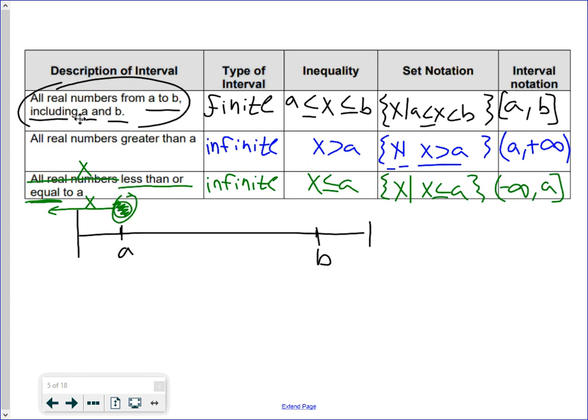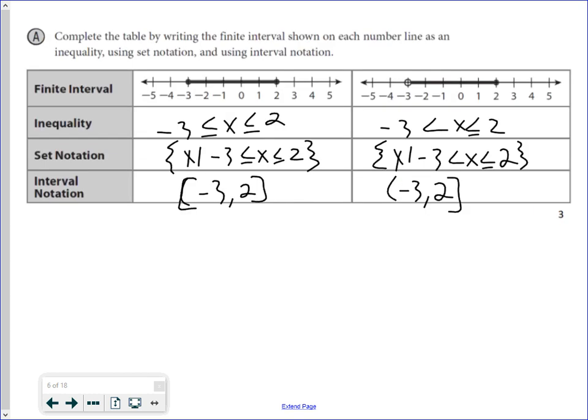And now for part B, I want you guys to pause the video and actually try it yourselves, and I'll post the answers up in a quick second. So pause it, try it yourself.